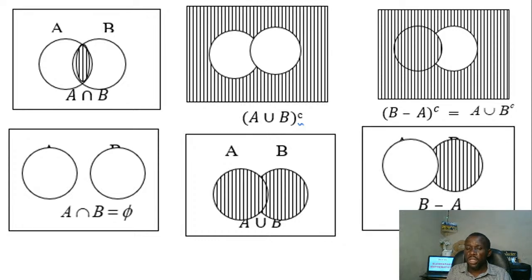Next is B minus A. B minus A means what is in B that is not in A. What is in B that is not in A. So it is the part of B that is not in A.